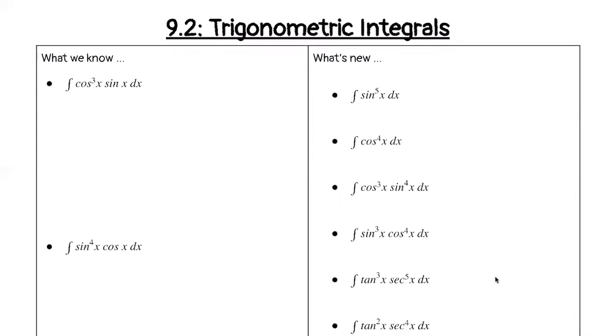Okay, so we are in section 9.2. The section is called Trigonometric Integrals. And we are basically going to be looking at a whole bunch of problems that have powers of sine and cosine and tangent and secant. For this section, we're going to leave out cosecant, so we're really focusing on sine and cosine, secant and tangent. So we're going to start off with this left-hand column here, what we know.